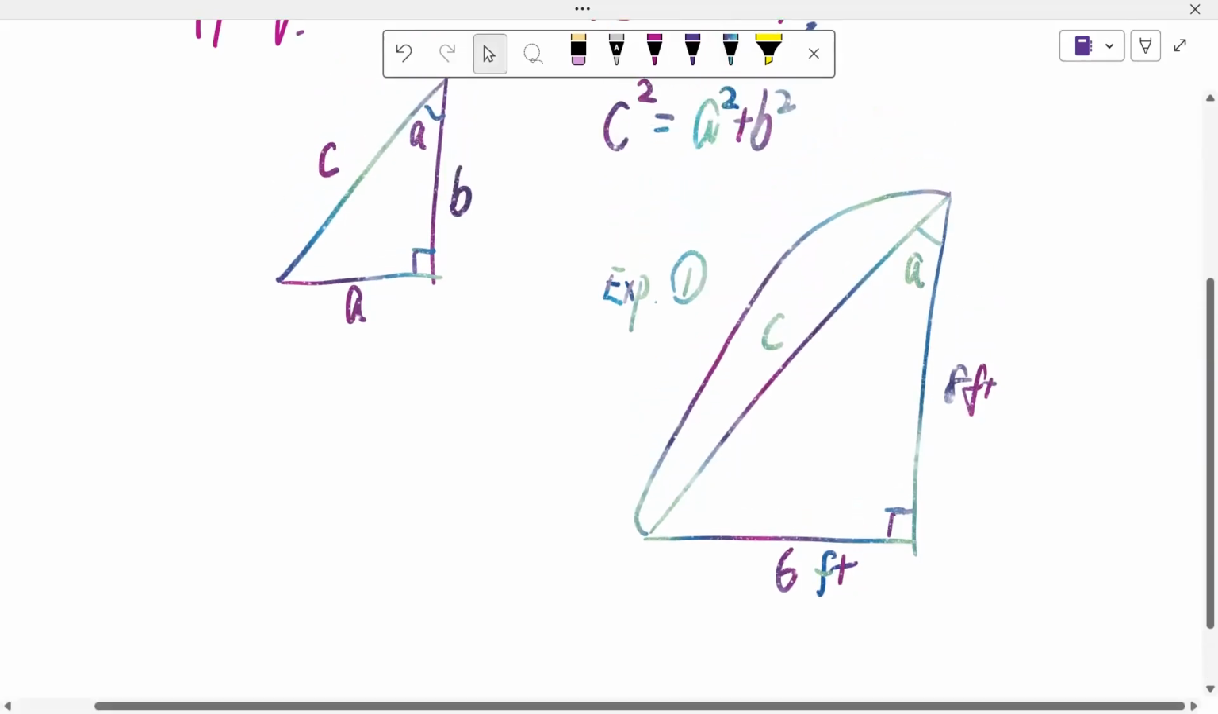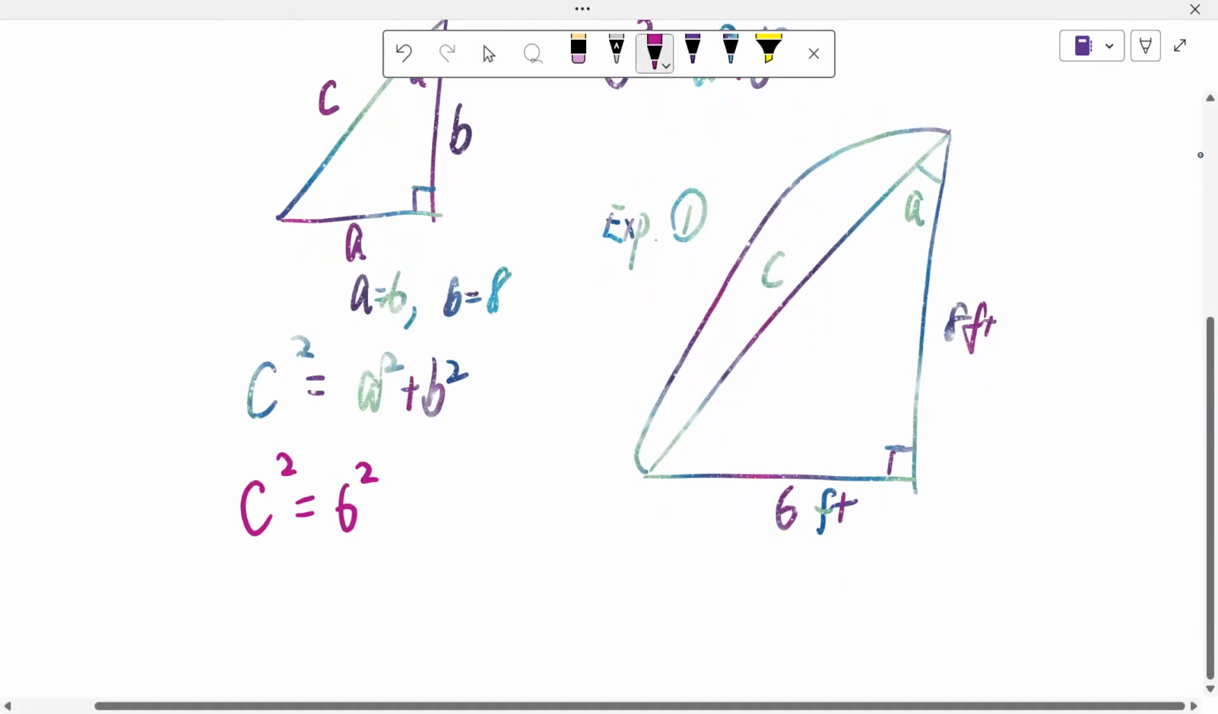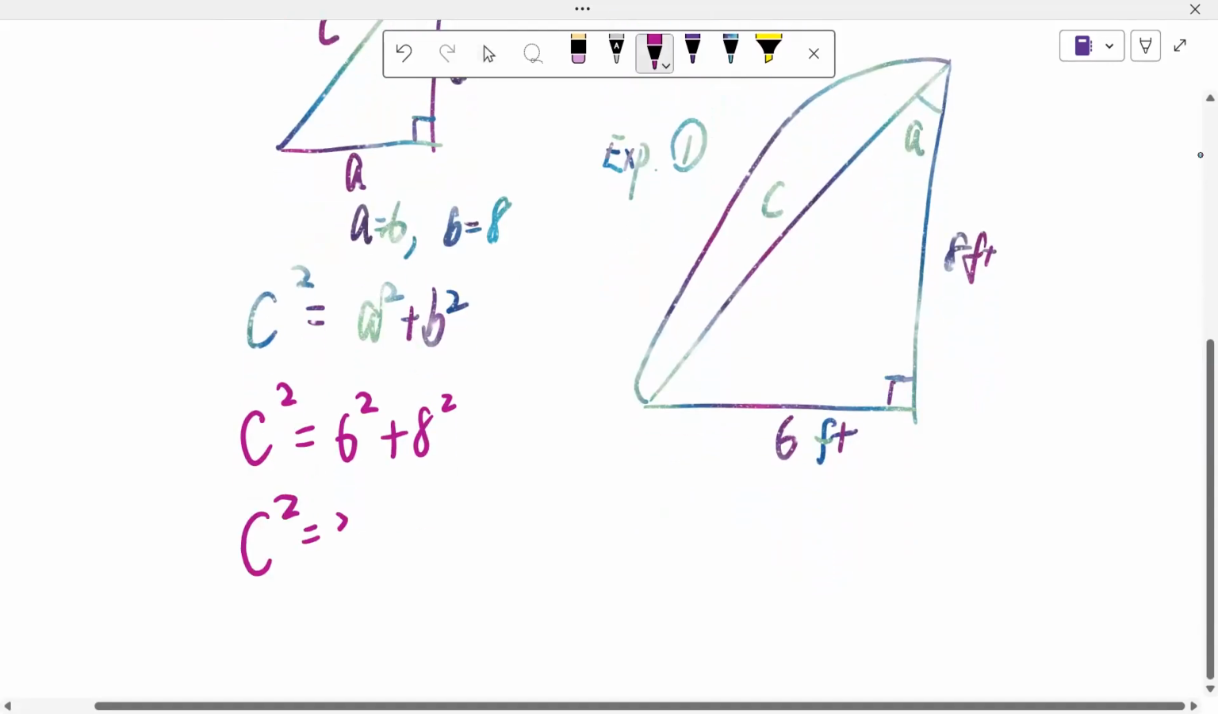So we set up the Pythagorean theorem. C squared will be equal to A squared plus B squared. A is 6 here, and B is 8. We replace both A and B with the given numbers. So we get 6 squared plus 8 squared. C squared will be 36 plus 64, and C squared equals 100. Okay. Then one number squared equals 100.